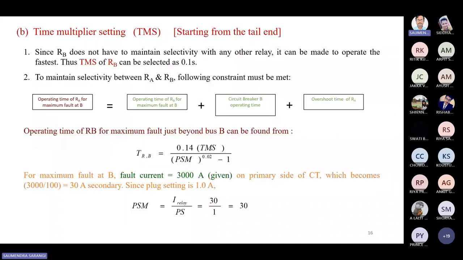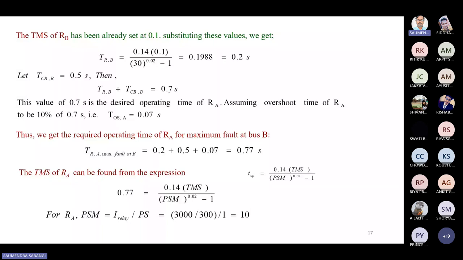The PSM is nothing but equal to 30. So what is TRB? TRB is nothing but the operating time of RB, which is 0.14 into TSM equal to 0.1. Since it is the first relay, we may take TSM as 0.1. So 0.1 into 0.14 divided by PSM to the power 0.02 minus 1. So the 0.2 is nothing but the operating time of RB for the fault current of 3000 ampere. Now let us take the circuit breaker operating time as this one. So 0.7, now consider 10% overshoot. So it will be 0.07.